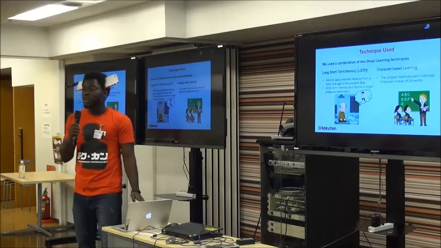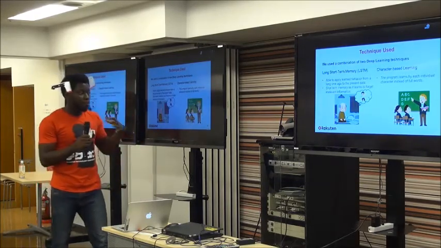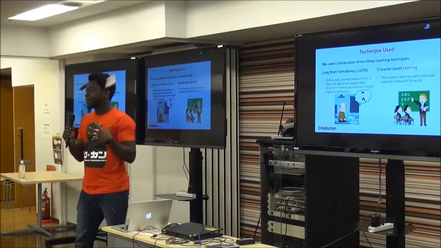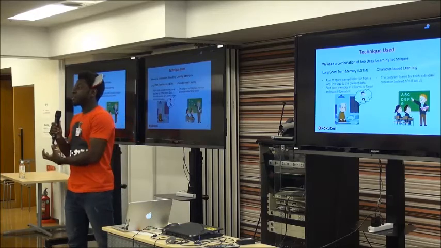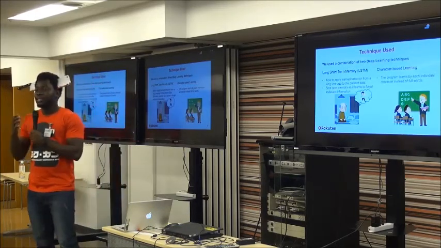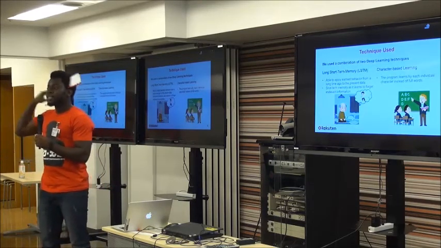And there are some things you should take note of when you do machine learning. Okay, so now the techniques we used for our own implementation. First, we used long short-term memory. This is an aspect of recurrent neural networks. Basically, it's an algorithm that helps the model to remember things it saw before.